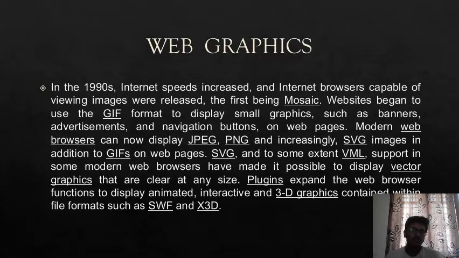Coming to the web graphics. In the 1990s, the internet speeds increased and internet browsers capable of viewing images were released, the first being Mosaic. Websites began to use the GIF format to display small graphics, such as banners, advertisements, and navigation buttons on the web pages. Modern web browsers can now display JPEG, PNG, and increasingly SVG images in addition to GIFs on the web pages.